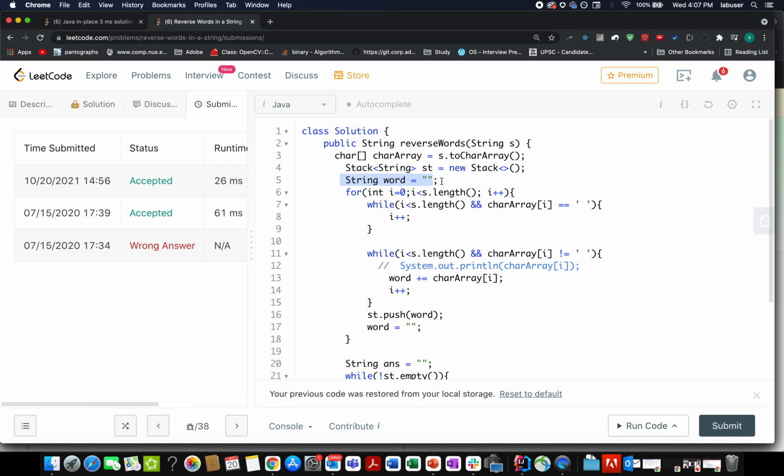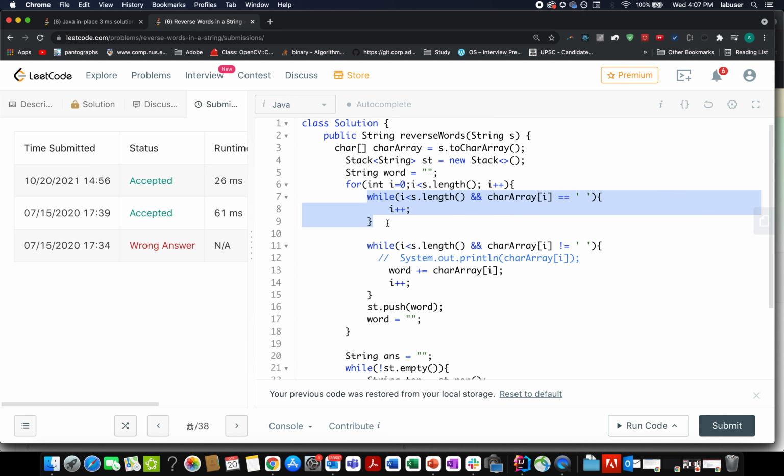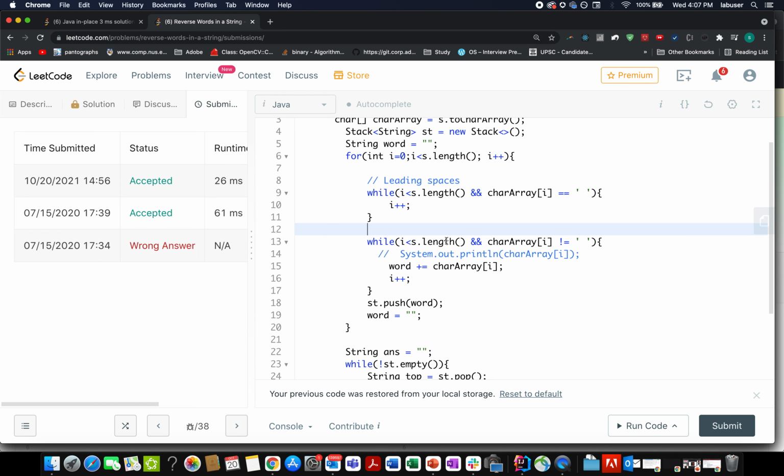I created a stack. I created a word string, and till the time my i is less than the input length, I keep on moving ahead till the time the ith character is a space. So this is handling the case for leading spaces. Then I go ahead and check, till the time my input character is not equal to space, that means a word is getting formed, so I keep on adding the character to my word string. And now since I have formed one word, I add it onto the stack. I update the word to null for the next iteration to happen.